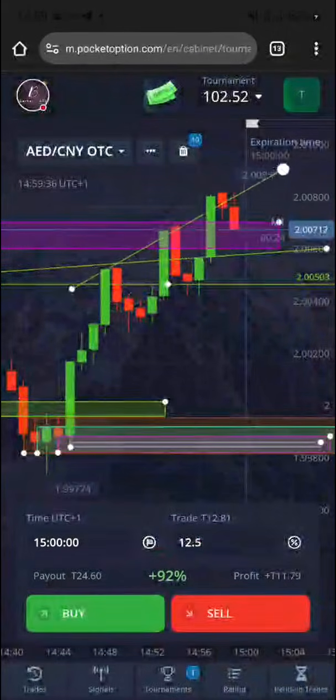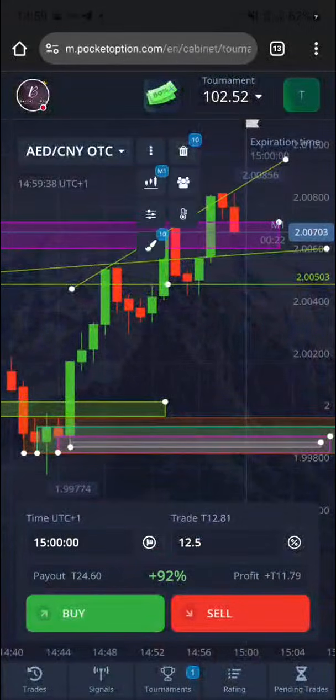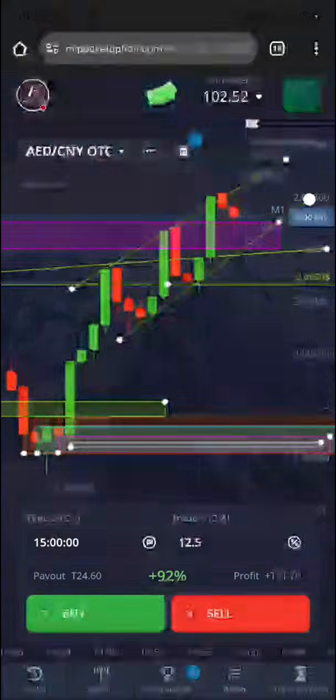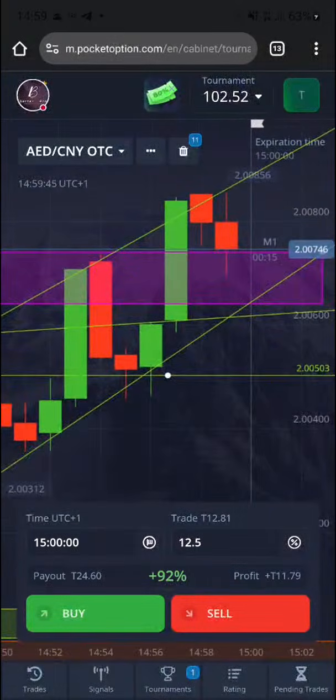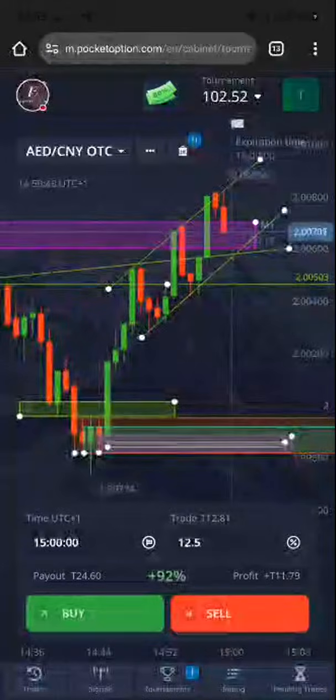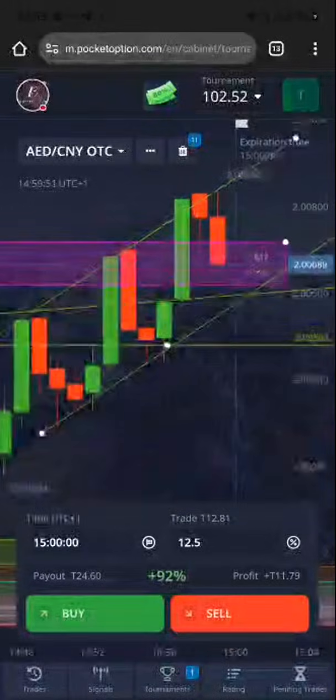You understand? So that's exactly what I always talk about. Look at this. This is a small price channel here. If price comes here now, you can go with the buyers again. Why? Because this is a buyers entry, and this is the price channel. It's as simple as that, guys.